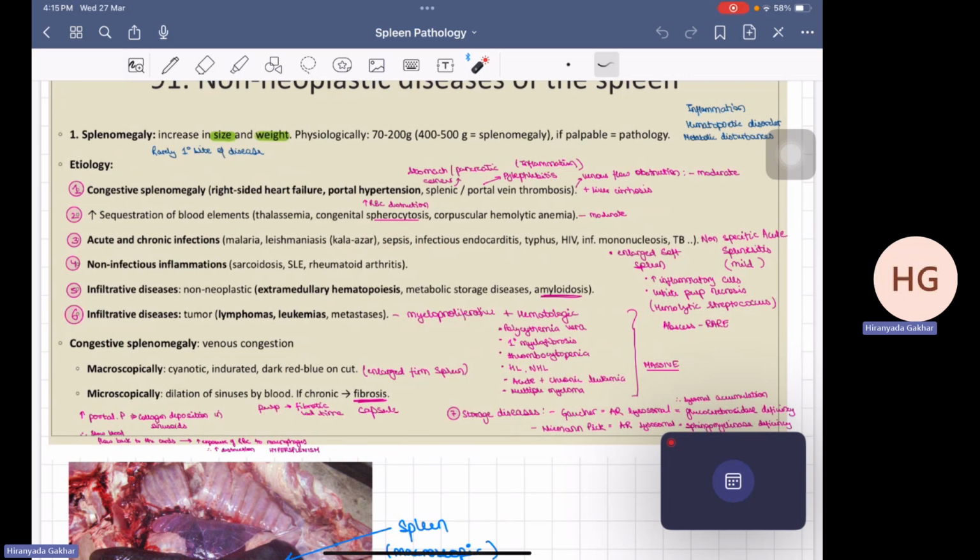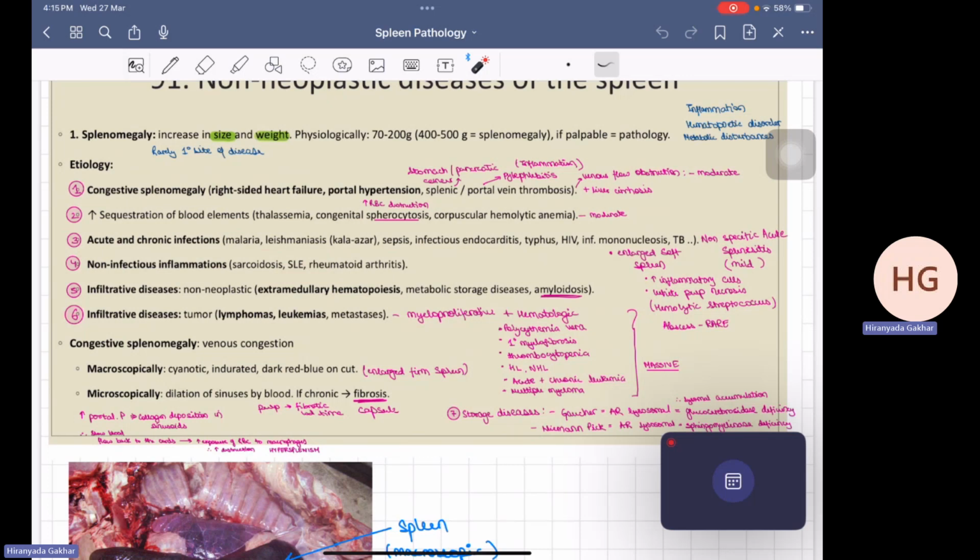A point to note here is that macroscopically, in case of infections, the spleen usually appears enlarged and is soft and mushy. Abscesses of the spleen are extremely rare. The fourth cause is non-infectious inflammations, which include autoimmune diseases such as sarcoidosis, rheumatoid arthritis, and lupus.